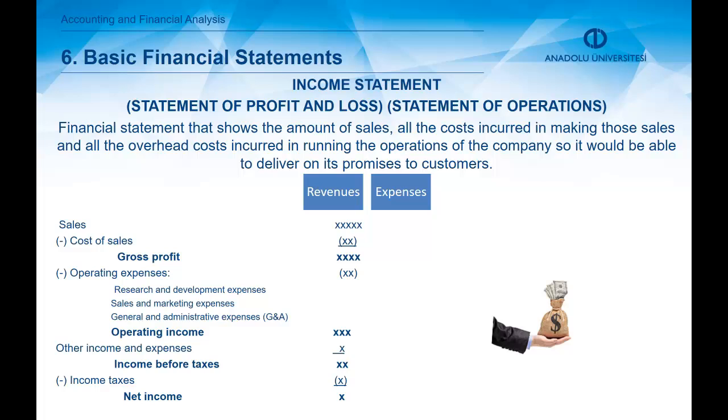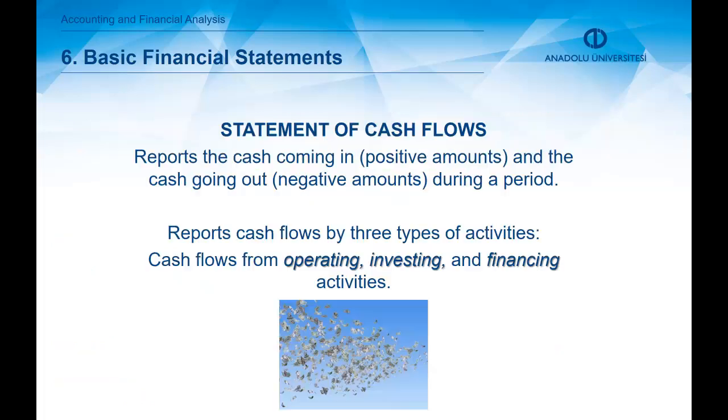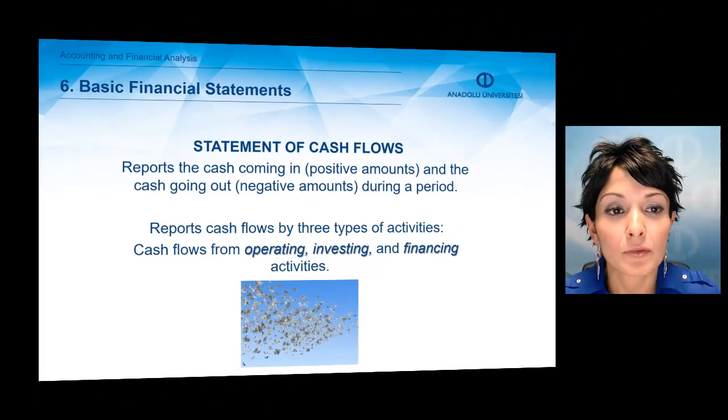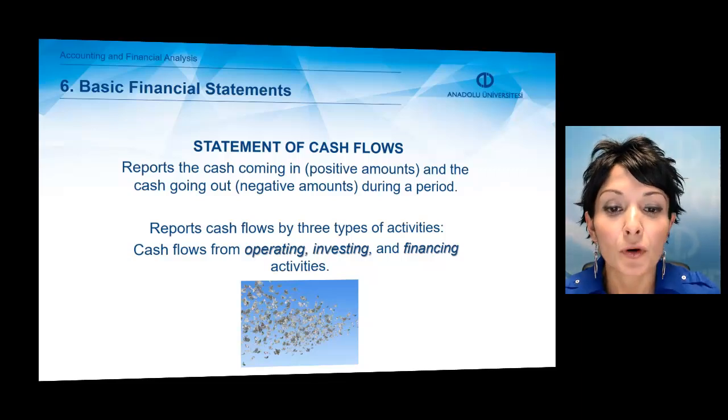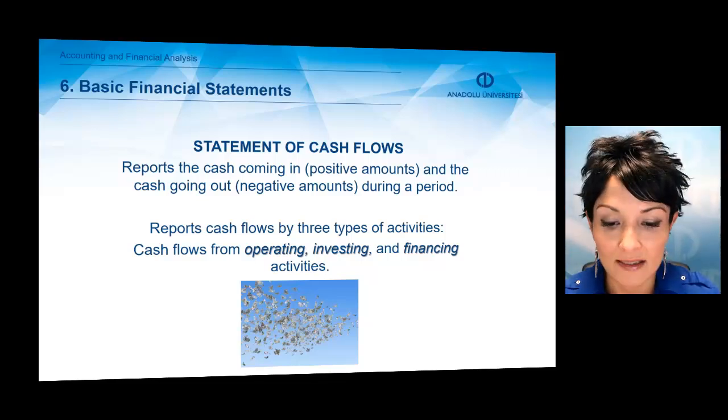If our total revenues are higher than our total expenses, it means we have a net income. And from the income statement, gross profit, operating income, income before taxes, and net income can be seen. There may be a net loss, it's a possibility. In this case, we can see all of the related details about this situation. The last financial statement, statement of cash flows, reports the cash coming in and the cash going out during a period. This financial statement reports cash flows by three types of activities: operating, investing, and financing activities.